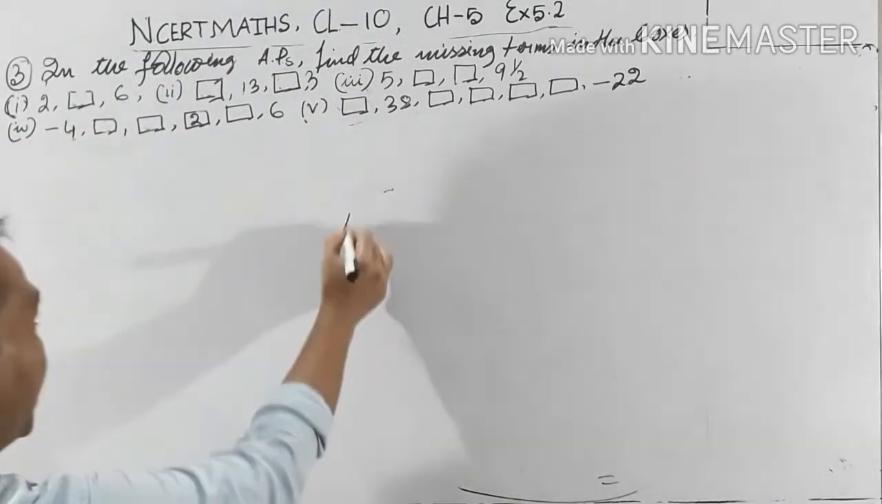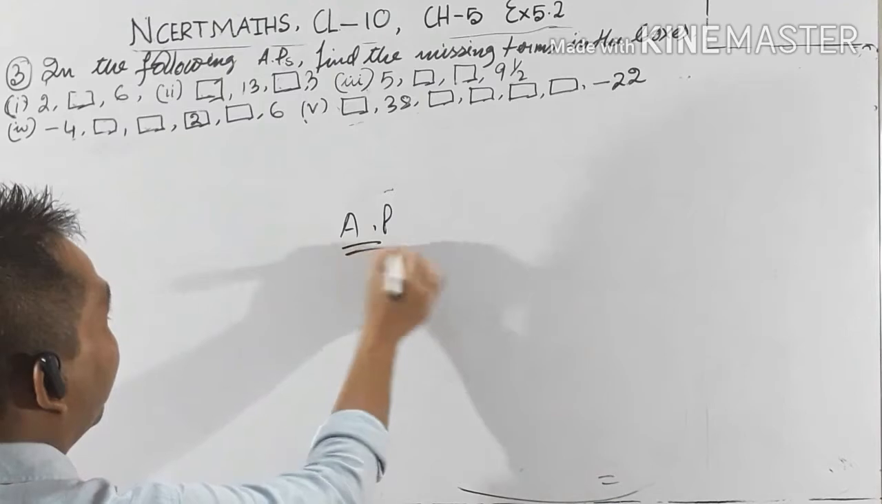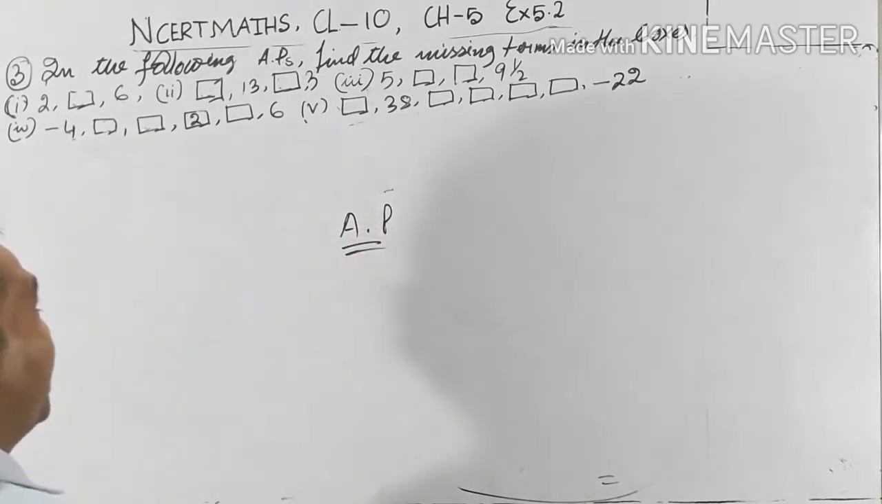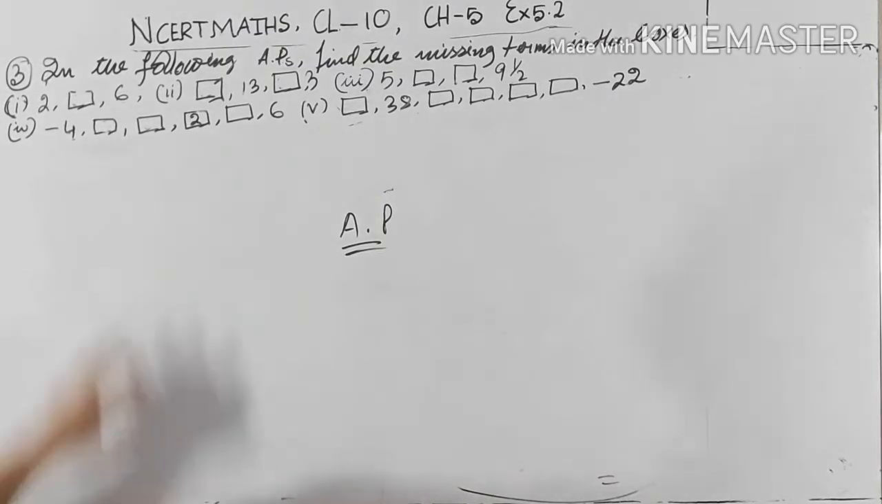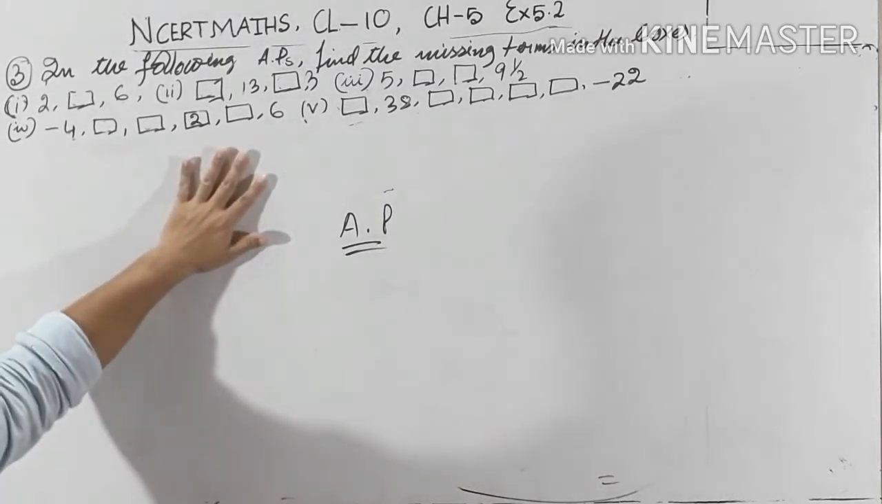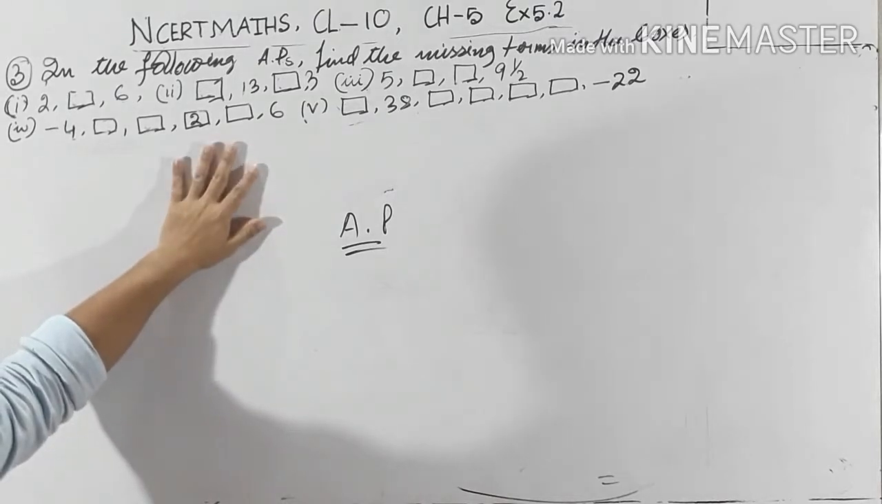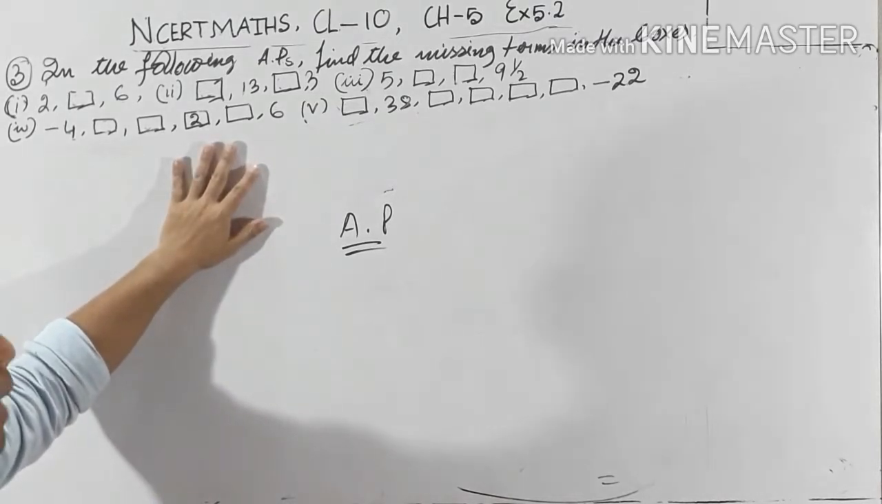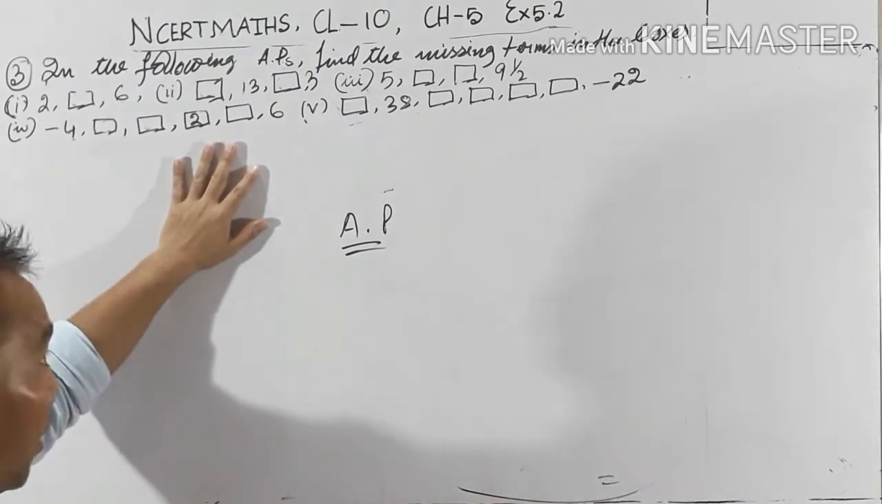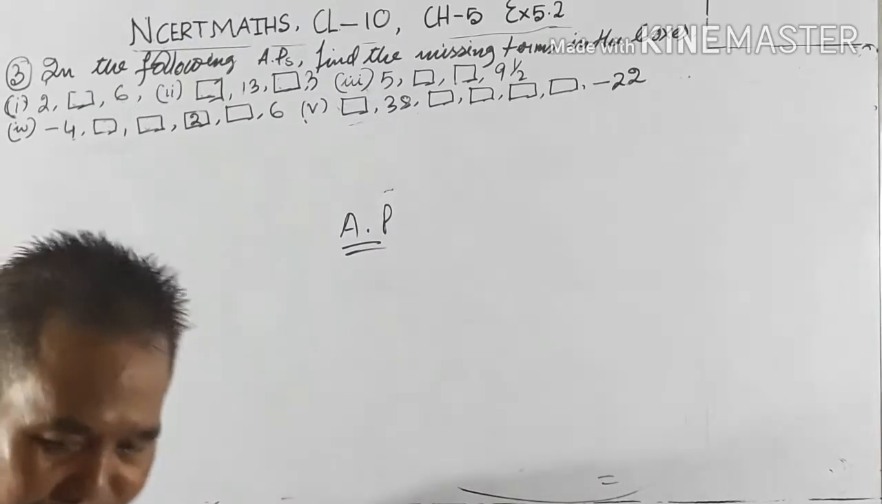So it is already in AP, and we have to find the missing terms in the boxes. Some terms are missing. It is already in AP, but some terms are missing, so we have to find out all those missing terms. But how? Let's see.